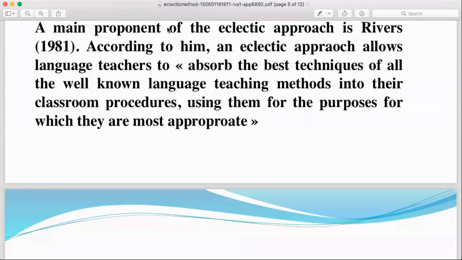Okay, now let's talk about the characteristics of this method.